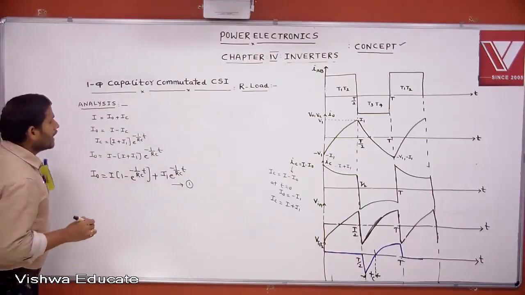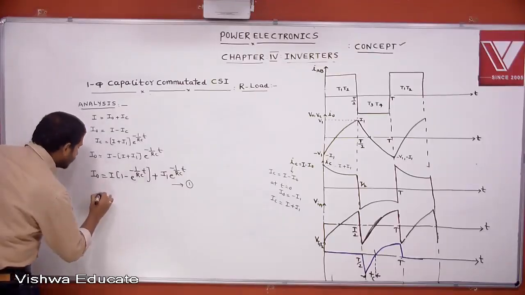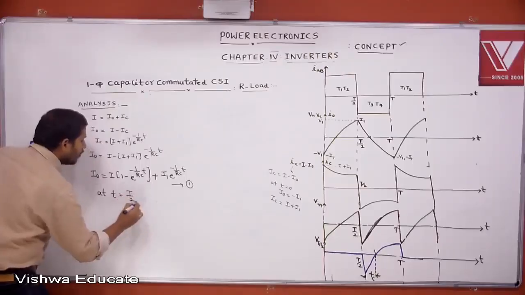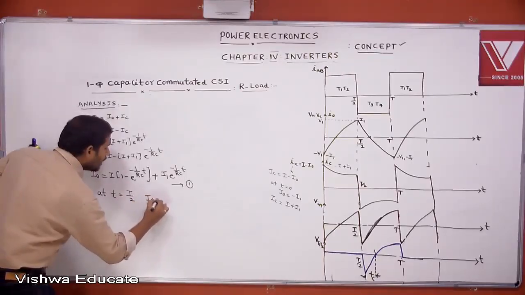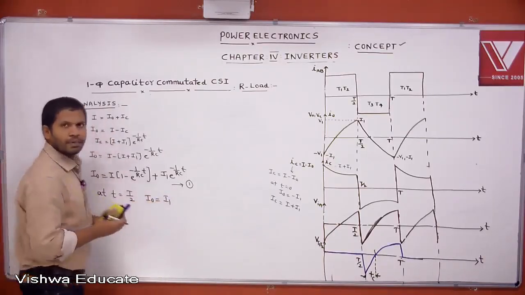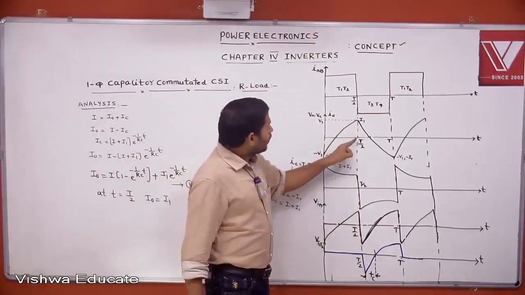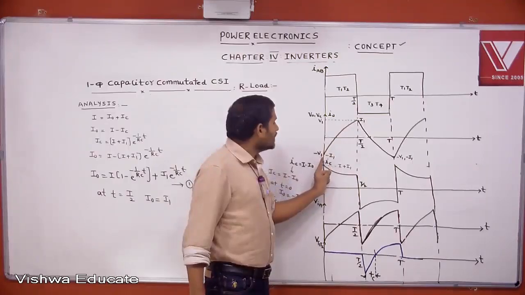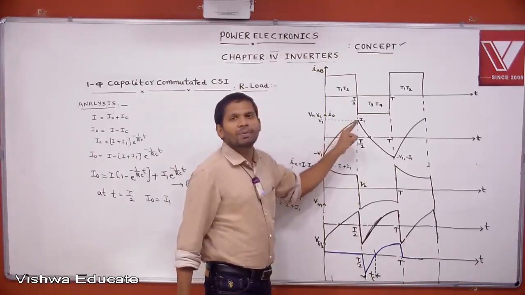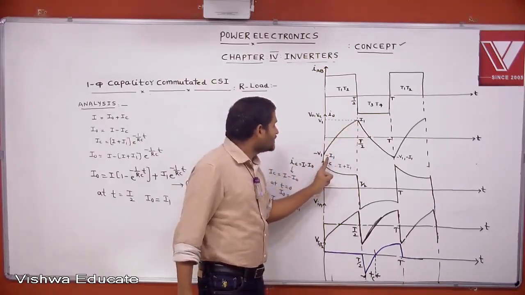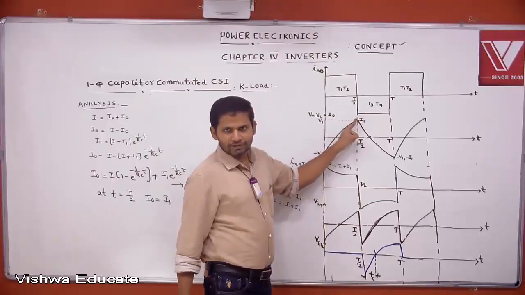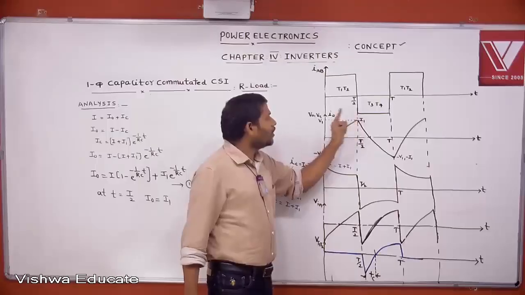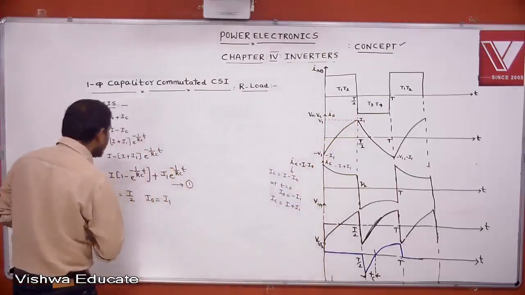Understood? Tell me, at t equal to T by 2, what is I naught equal to? I naught equal to I1. Accept this. At t equal to T by 2, current is changing from minus I1 to plus I1, because voltage across the load is changing from minus V1 to plus V1. That's why it is taken as changing from minus I1 to plus I1. Understood? At t equal to T by 2, I naught equal to plus I1.